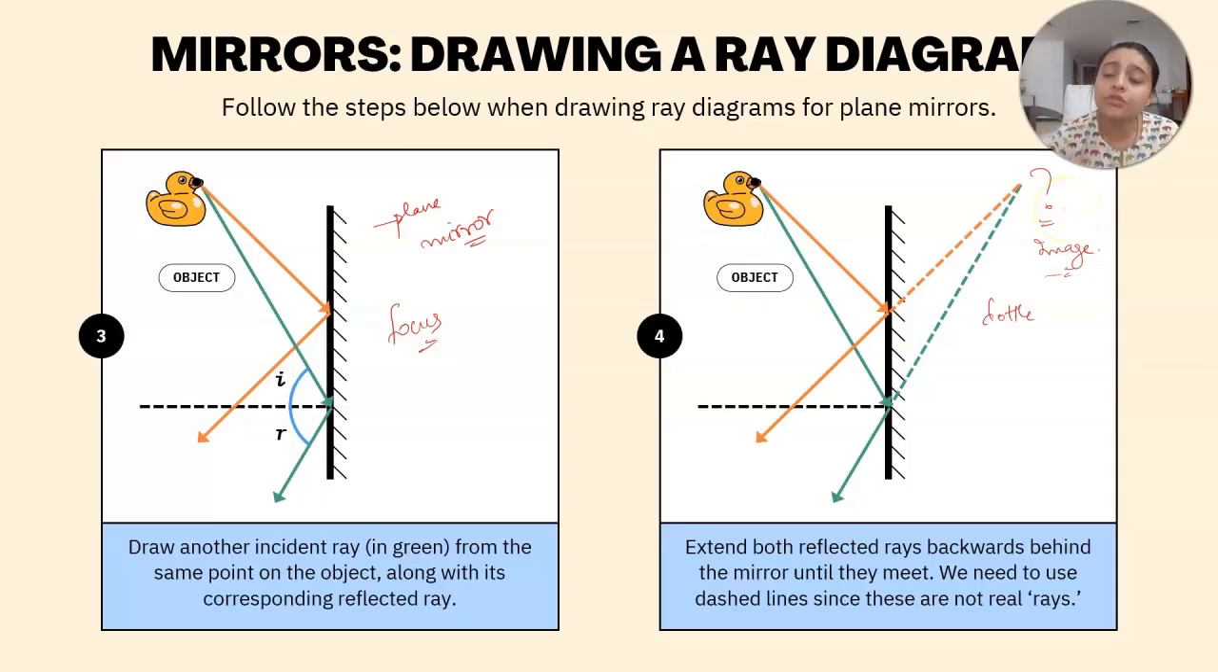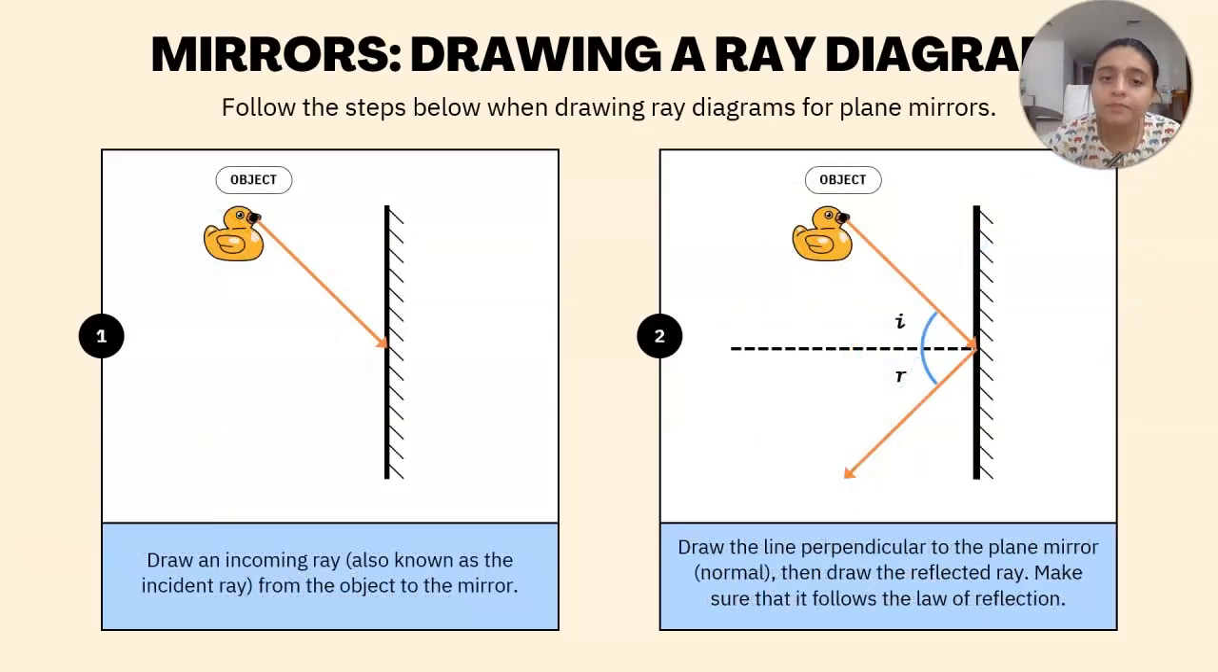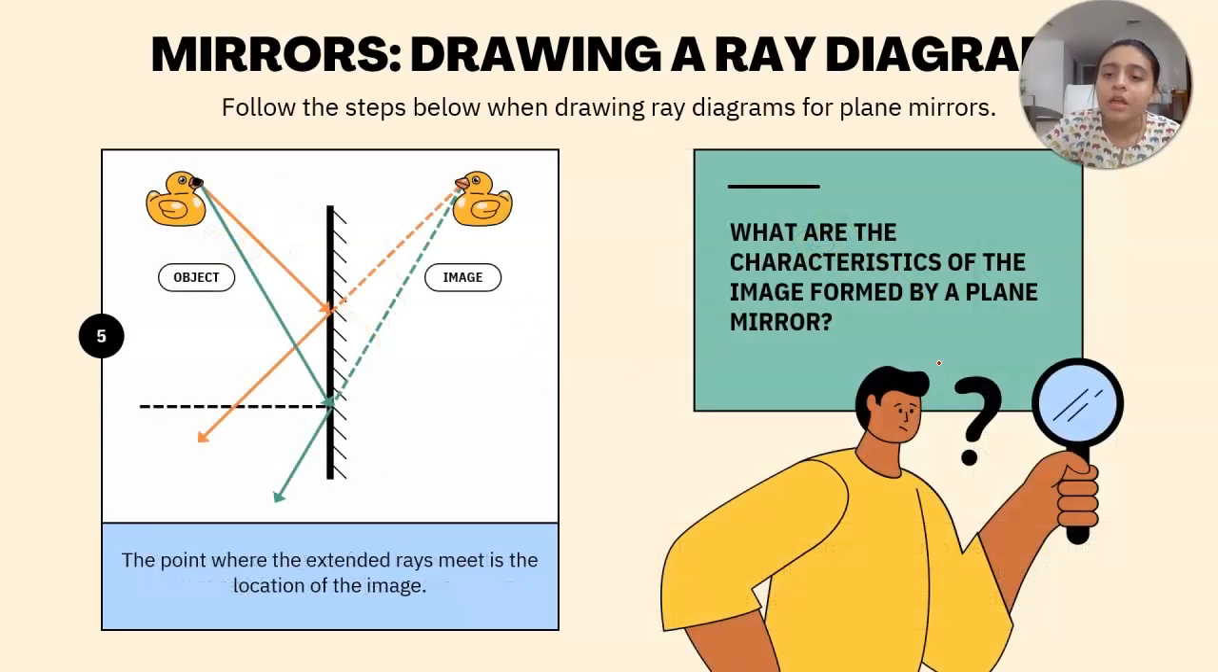So we need to know the focus point also. We need to know where the object is being placed. We need to know where we are going to extend the reflected and incident rays as well. Here you can see there is an object, there is a normal, and the angle of incidence and angle of reflection. Now see, here is the image formed, as I told you.